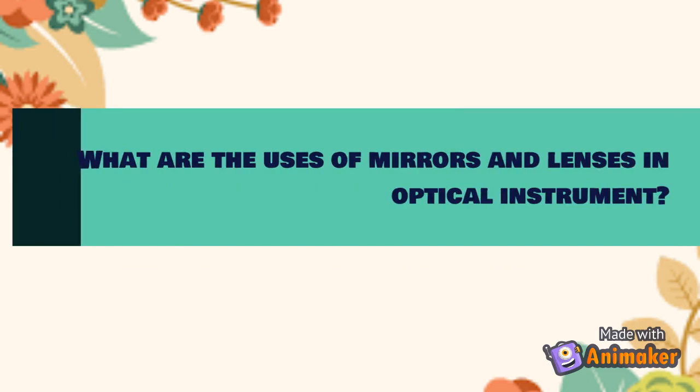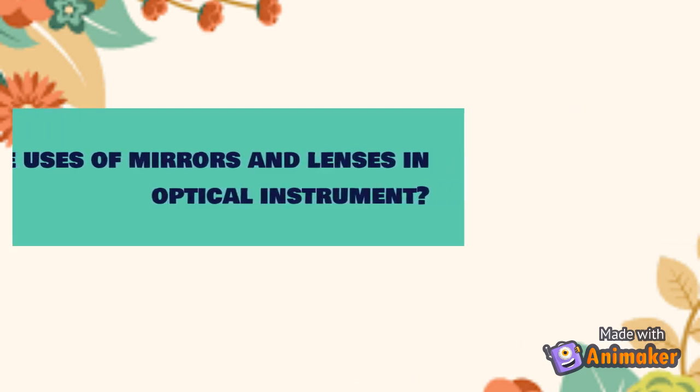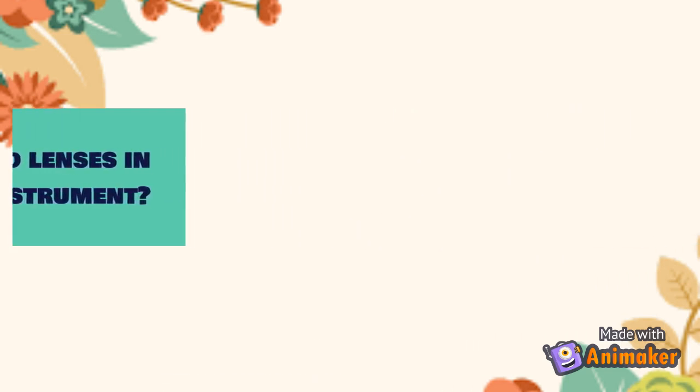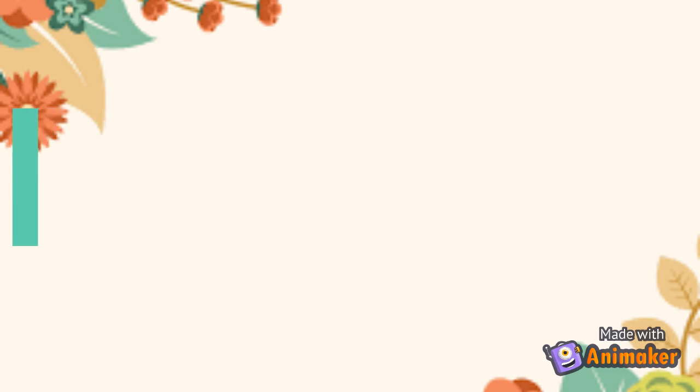So what are the uses of mirrors and lenses in optical instruments? The following information describes some properties of mirrors and lenses. It also explains how light is reflected and creates images and why they create such images. Let us find out how these properties of lenses and mirrors are being used in common optical instruments.